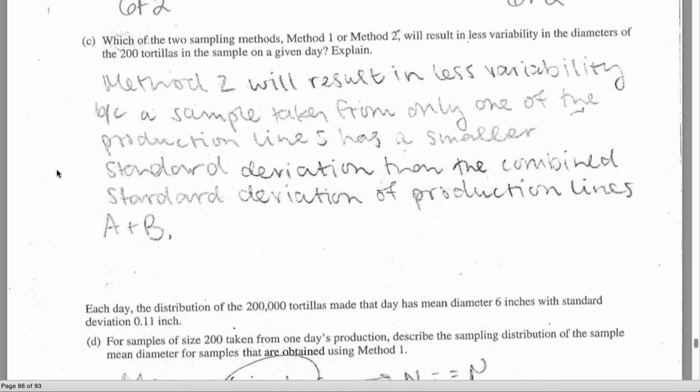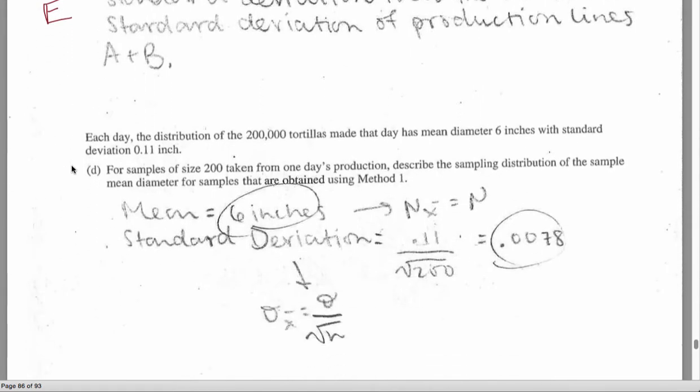The third and final piece of section 1 is part C. The question was which one would result in less variability. The right answer is method 2, and that's because it's just sampling from one of the production lines. That would be sufficient. That's a good enough answer right there. But they go on to say it would have a smaller standard deviation than the combined standard deviations of the production lines. That's actually a secondary correct answer, so they've got 2 correct explanations. They got all 3 parts correct, A, B, and C. Therefore, the first section of this problem is considered essentially correct.